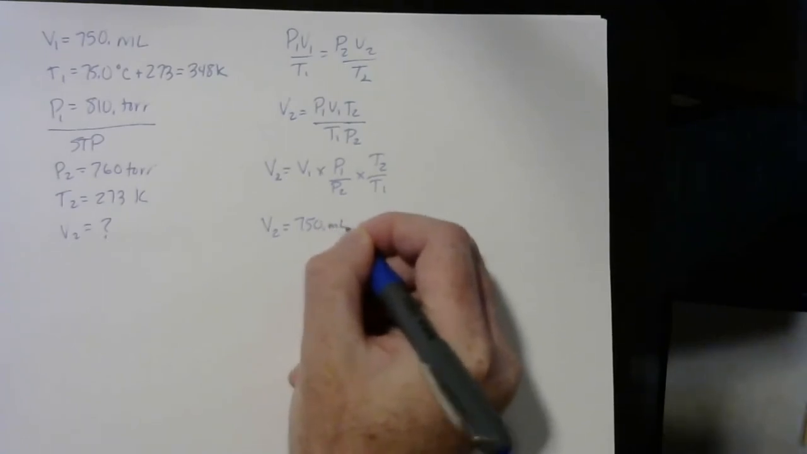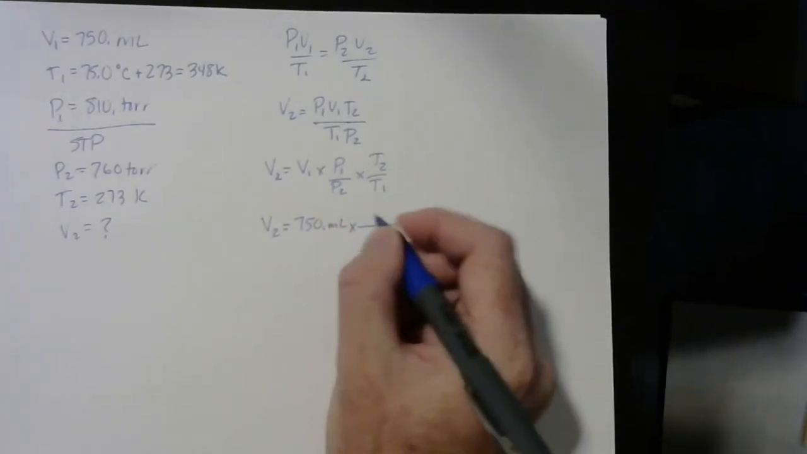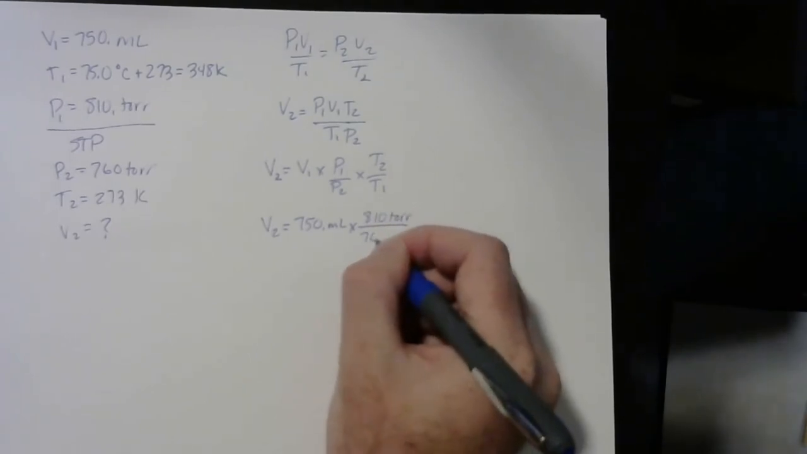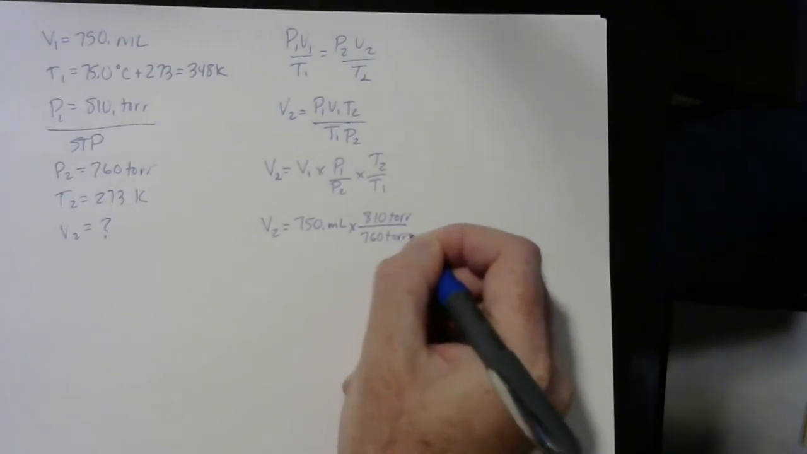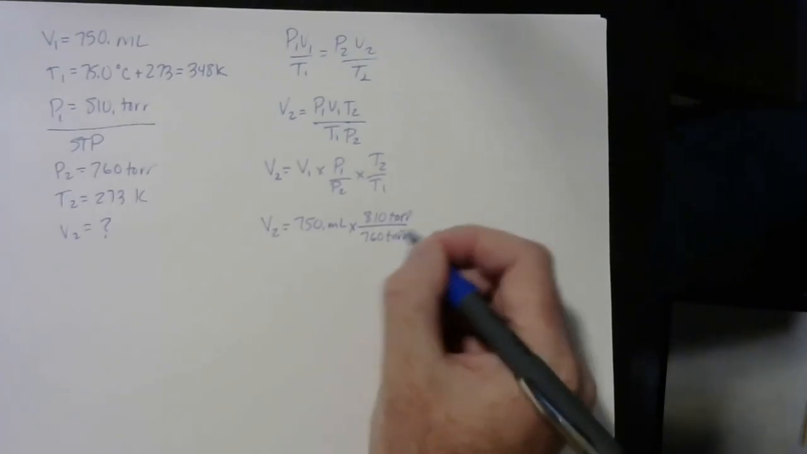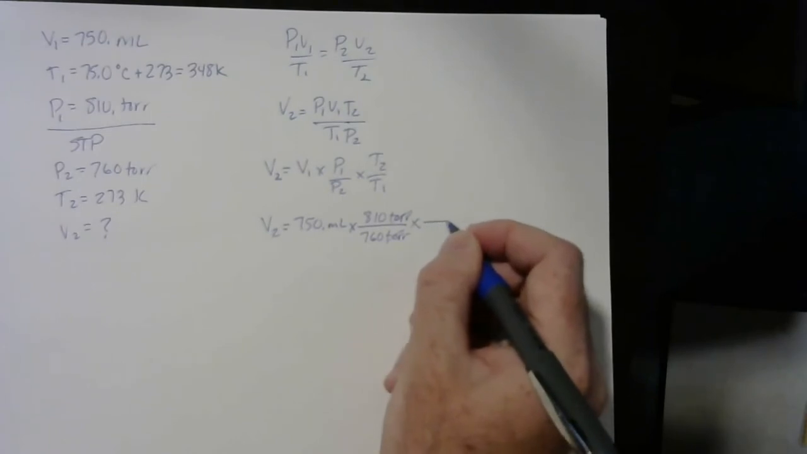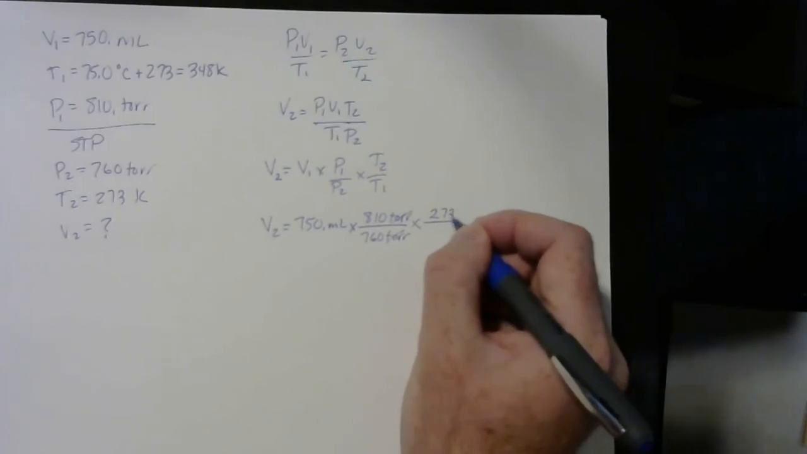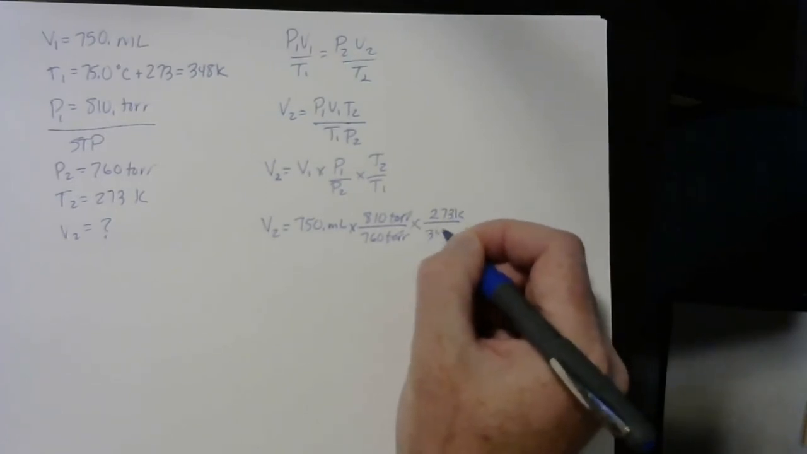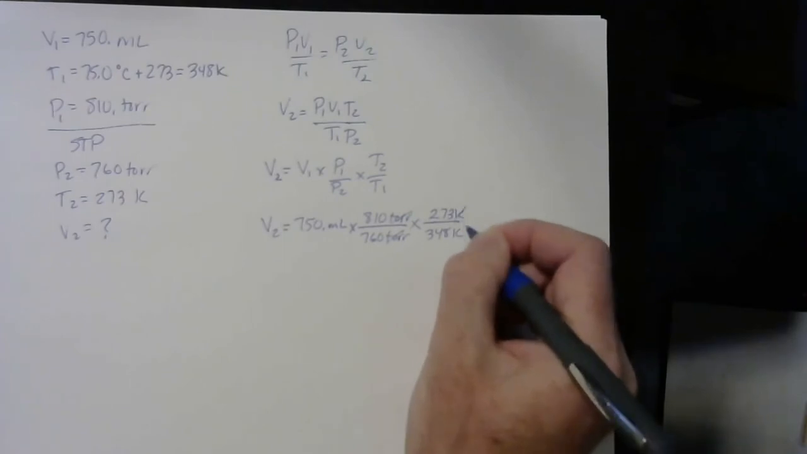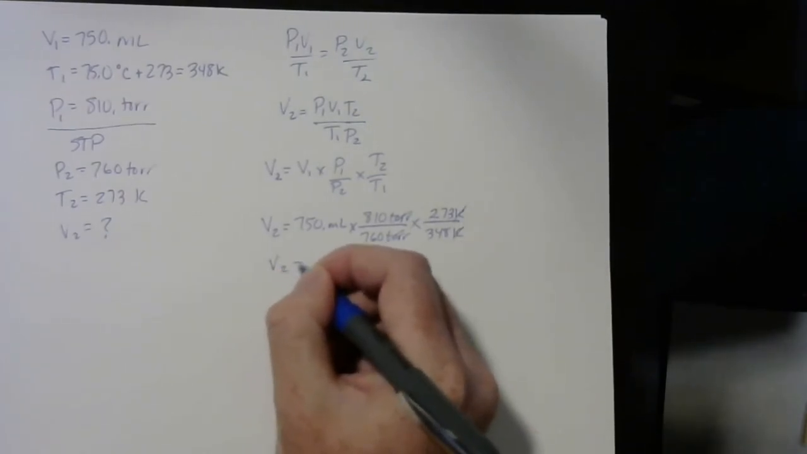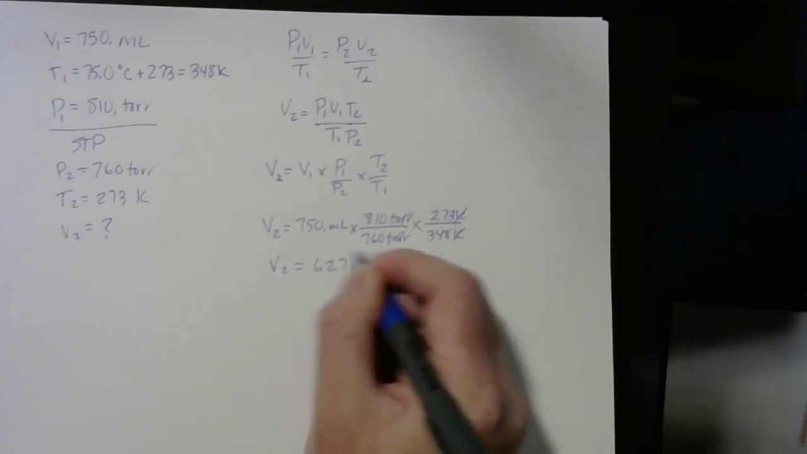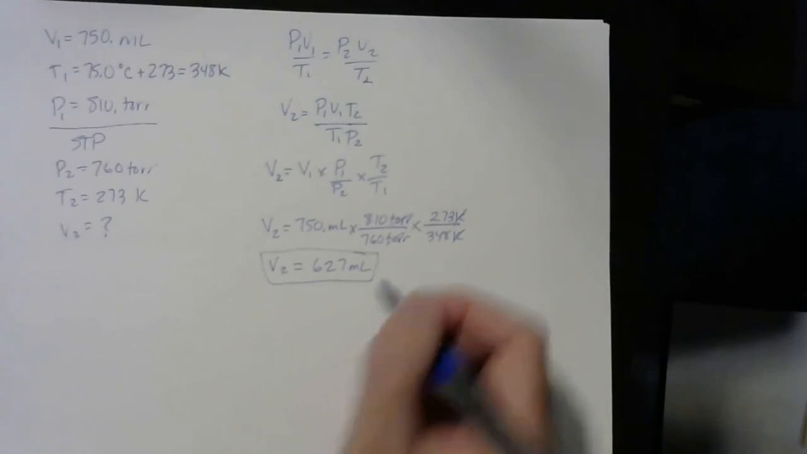750 milliliters times 810 torr over 760 torr. Doesn't matter what the units are as long as they match, because they are going to need to cancel. Just the kelvins have to be there. And so it's going to be T2, 273 Kelvin, over 348 Kelvin. So V2 then is 627 milliliters. And that would be our answer.